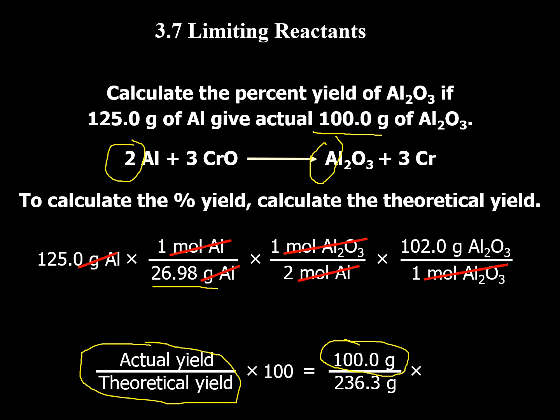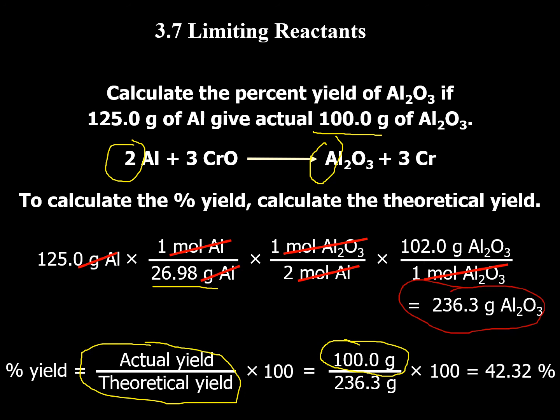You multiply by the molar mass of aluminum oxide, which is 102, and hopefully we get our value of 236.3 grams of aluminum oxide. When you plug that in as our theoretical value, this is a theory. If we were given 125 grams, how much in theory could we make? We can make 236.3 grams. When we actually did the experiment, we only made 100 grams. So when you do the calculation, the percent yield is 42.32%.